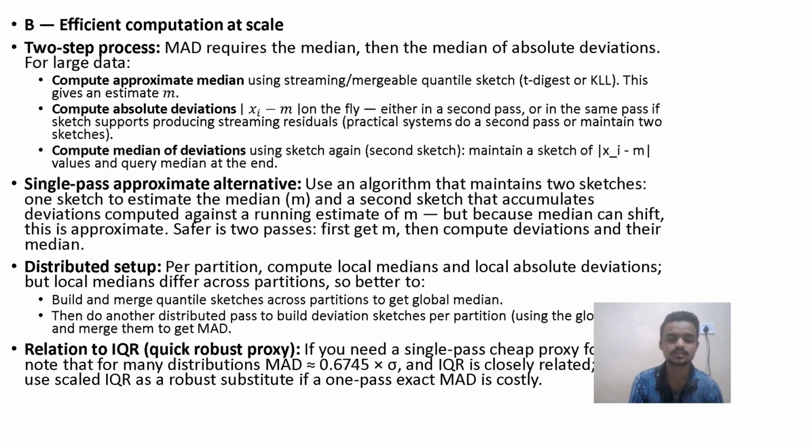In distributed systems, each partition builds and merges sketches to find the global median, then repeats the process for deviations. For faster but approximate results, scaled IQR can substitute for MAD. Thank you.